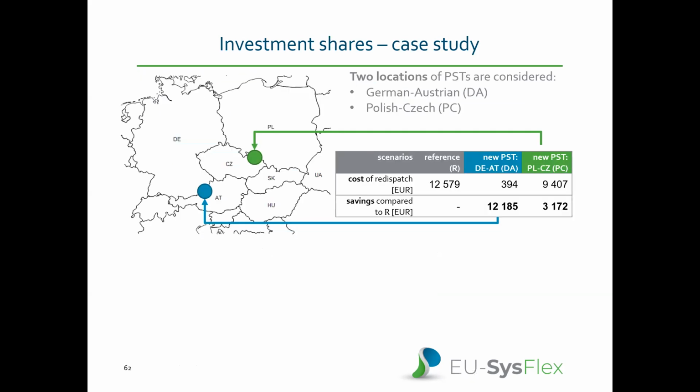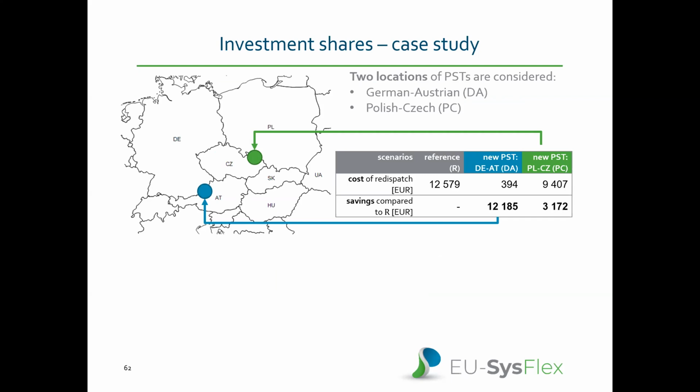Okay, so we want to test the approach by performing the investment share analysis for two possible locations of PST. The first is cost optimal according to the pre-selection described by Marcin, and this is the German-Austrian position. The second one is suboptimal, but also interesting for the reasoning that we are showing you here.